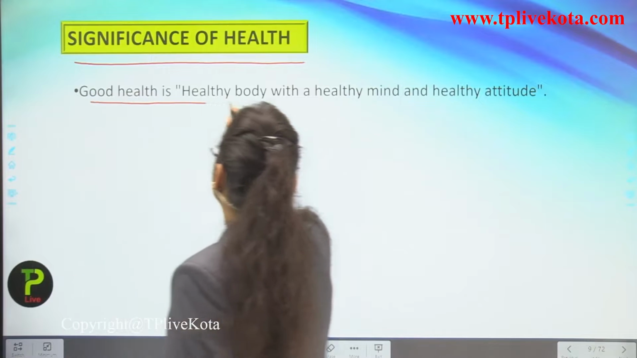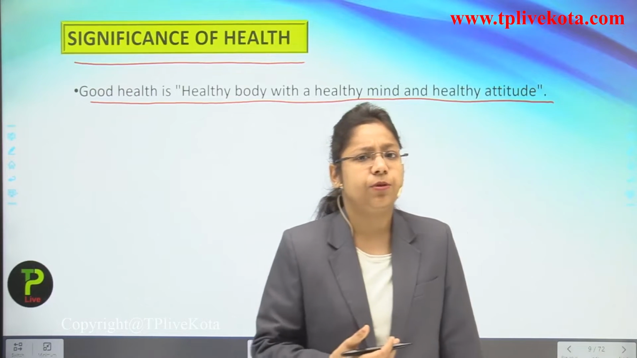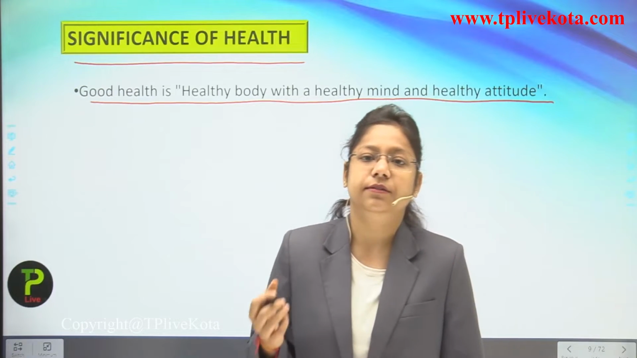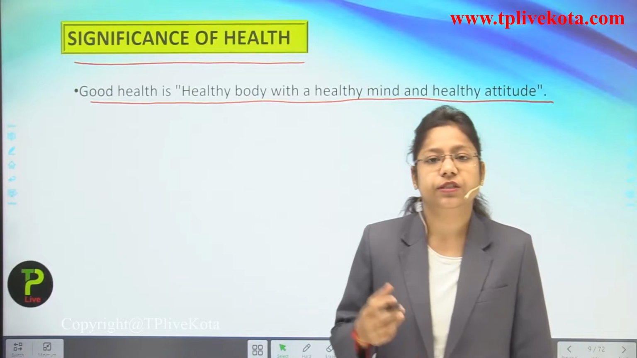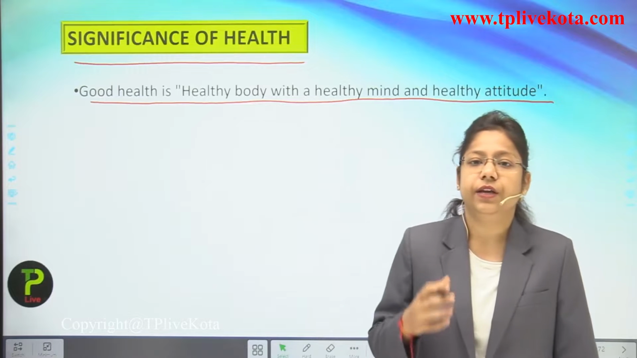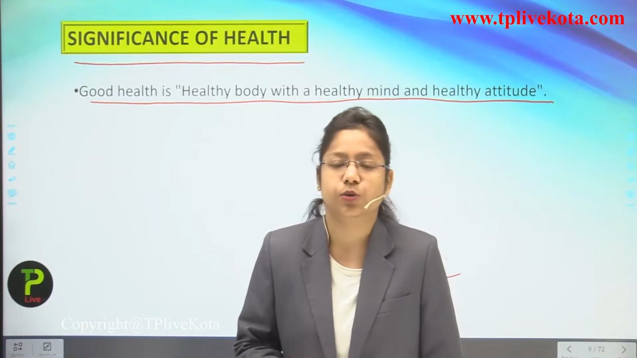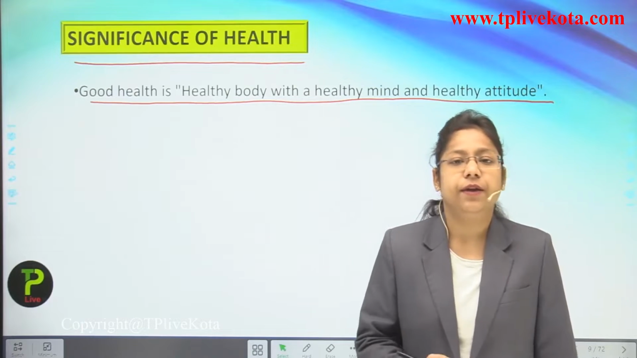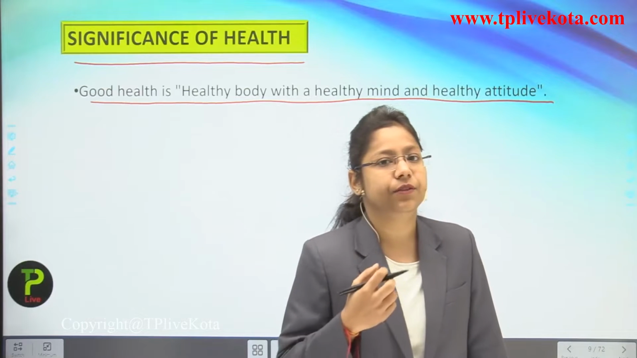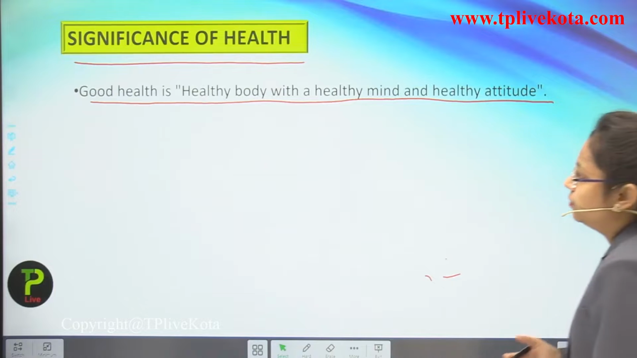First, good health is a healthy body, with a healthy mind and a healthy attitude. If I am not taking a proper balanced diet, if I am not taking care of my body, then what will happen? Disease will be caused in my body. Some deficiency diseases can occur inside my body, like thyroid. It is a very common disease which occurs in each and every person's body. Why is this so? We are not taking a proper amount of iodine inside our body. So we should take a proper balanced diet, and if the body is healthy, the mind will be healthy, then the attitude of a person will also be healthy.